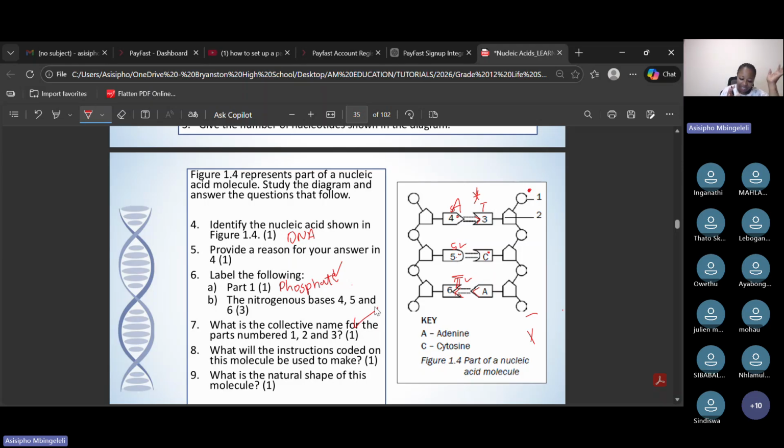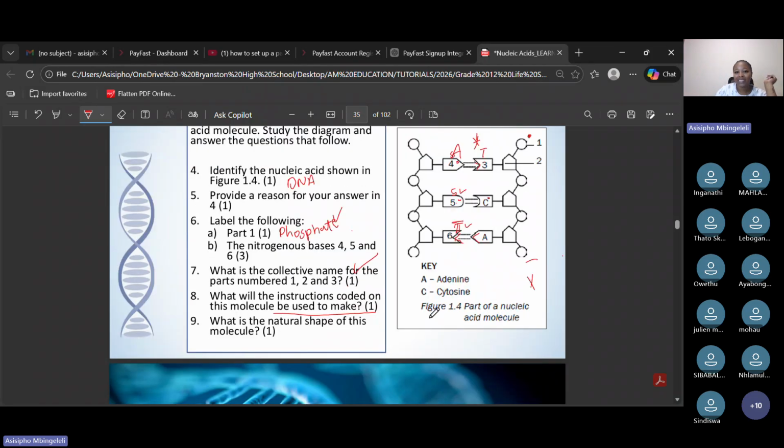What will the instructions coded on this molecule be used to make? I need to see the hands. Okuhle? I said proteins. That is perfect. Definitely protein.